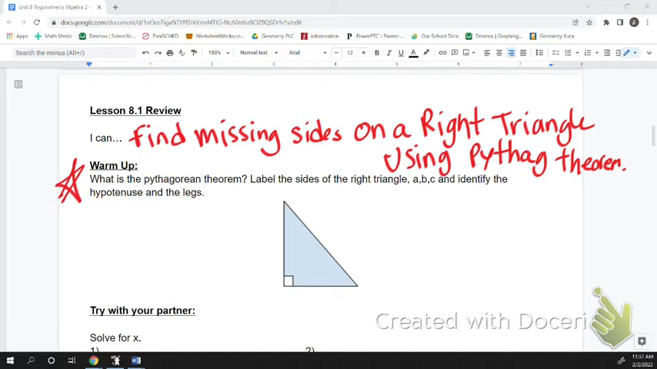Which one's the hypotenuse? It's the longest side. It's opposite the 90-degree angle. The hypotenuse is always opposite the 90-degree angle. I would put that in your notes.